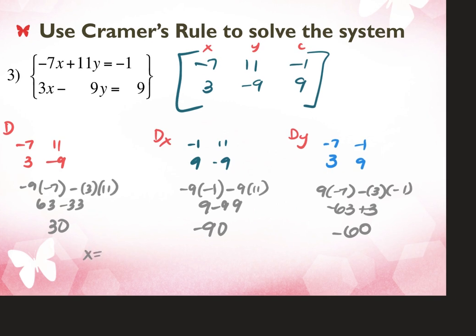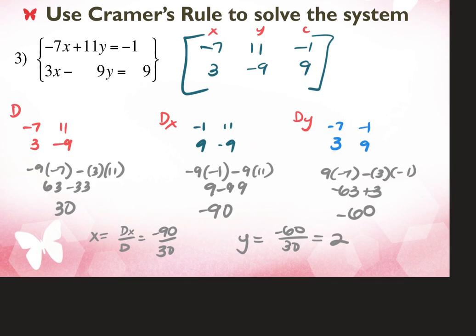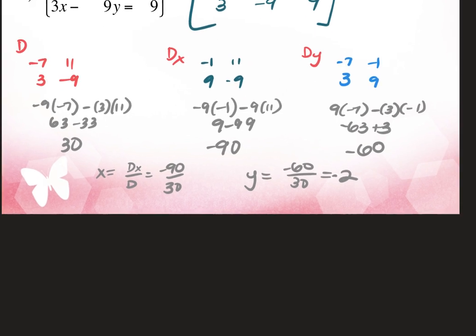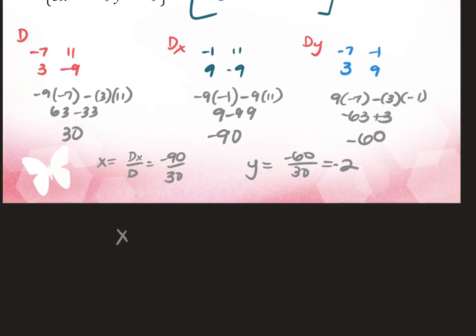So x is d of x over d, -90 over 30. Y is -60 over d, which is -2. It's literally going to give you this space to fill out like a box. Here's the work for d. Here's the work for d of x. Here's the work for d of y. And then give me your x and your y. So you'll put it in coordinate point form, -3, -2.